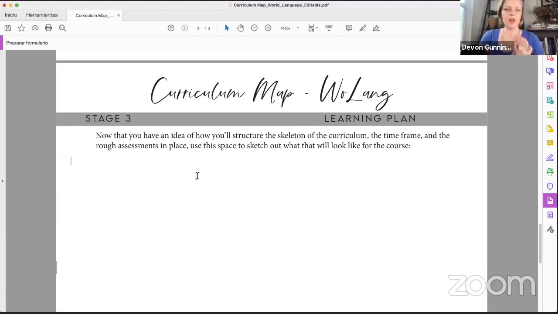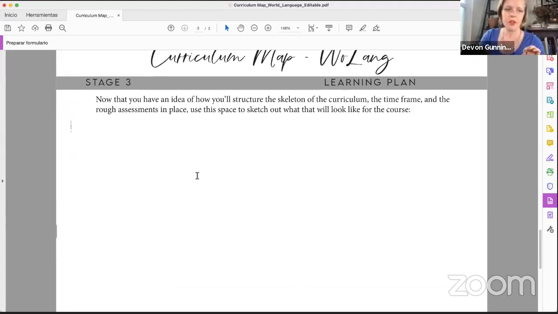Now it gets good. This is the part that's going to take you the most time. Now we're into stage 3, the learning plan, and you've got some directions here. Now that you have an idea of how you'll structure the skeleton of your curriculum, you've got the time frame, you've got some rough assessments in place, sketch out what this is going to look like for the course.